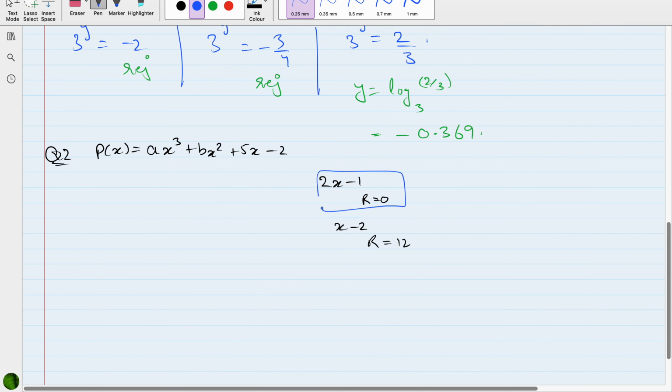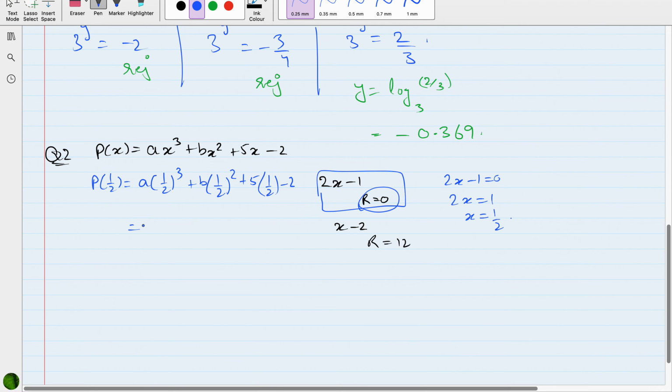When it is divided by 2x minus 1, that means x is equal to 1 by 2. So p of 1 by 2 is equal to a times 1 by 2 cubed plus b times 1 by 2 squared plus 5 times 1 by 2 minus 2, and the remainder is 0, so you plug in 0 right there.